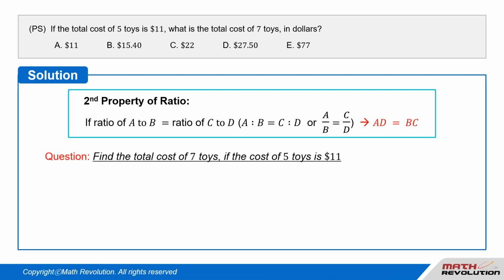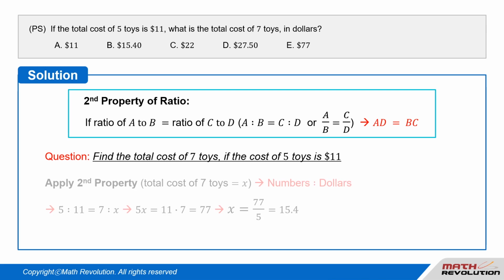We have two different units to match here, numbers and dollars. The cost of 5 toys is $11, and we are looking for the total cost of 7 toys. Applying the second property of ratio to the problem, let the total cost of 7 toys be X. Then from numbers is to dollars equals 5 is to 11, which equals 7 is to X.